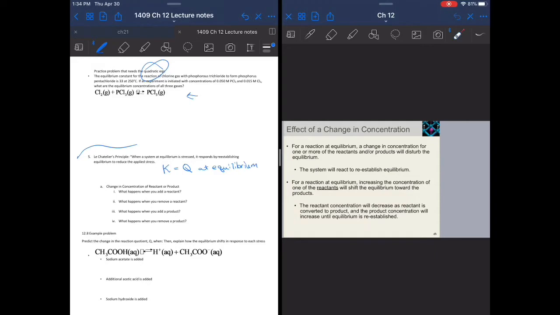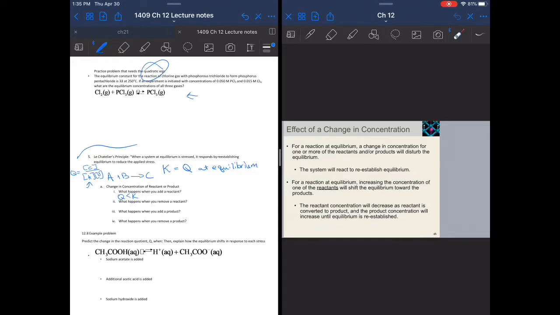If we add more reactant, I'm going to give us a little fake reaction here: A plus B gives us C. Q would be the concentration of C over the concentration of A times the concentration of B. At equilibrium, that would equal K. So if we add more reactant, then Q is going to be less than K, because we're adding to the denominator, so we're making that number smaller.